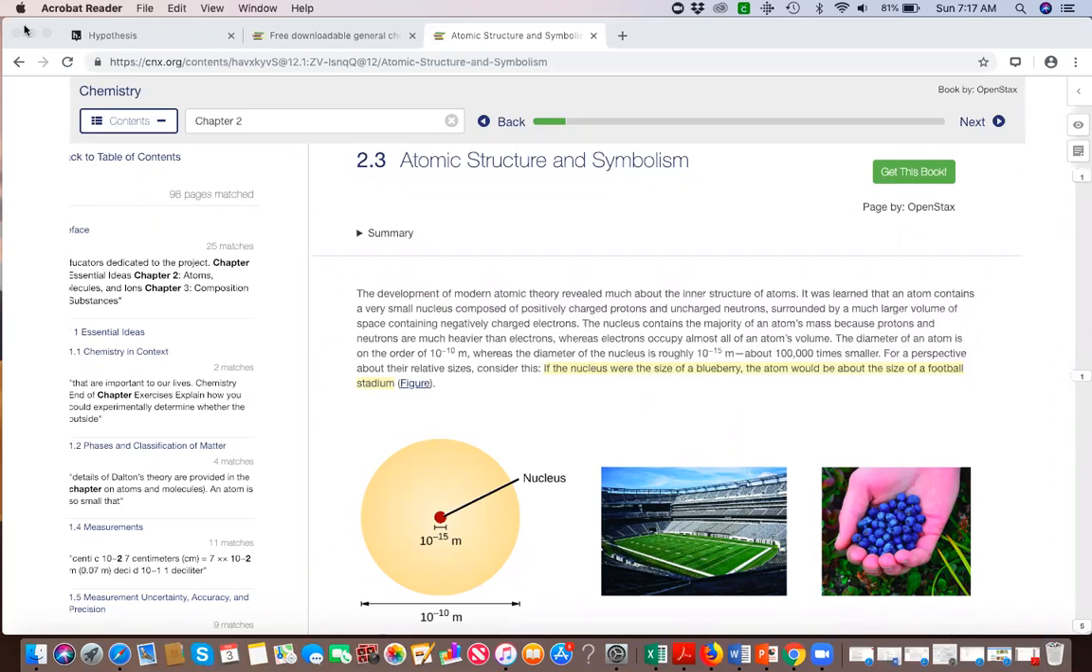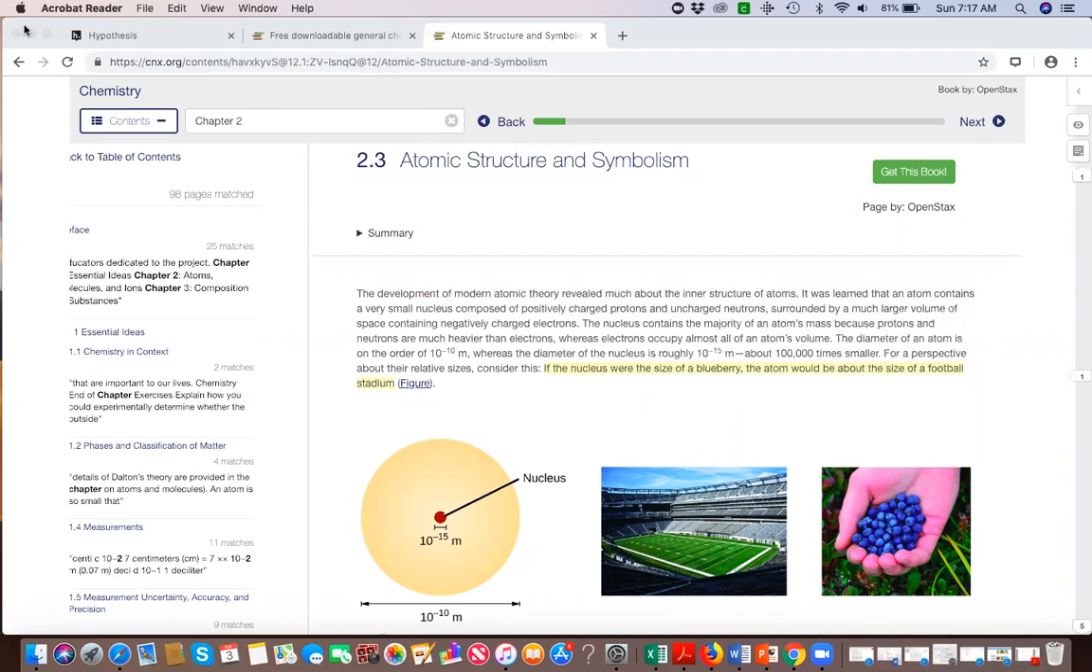So we're in chapter 2. This is 2.3, Atomic Structure and Symbolism. And the reason why I think it's important to start thinking about metacognitive strategies when you're reading is because you can draw out some of this information to set yourself up for success in class. So, for example, in the reading, they pose the following model. If the nucleus were the size of a blueberry, then the atom would be about the size of a football stadium. Think about that. Right?